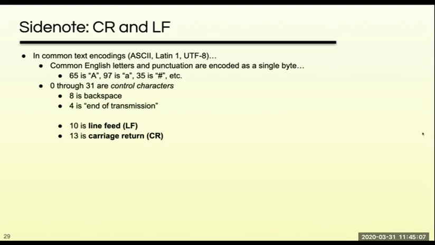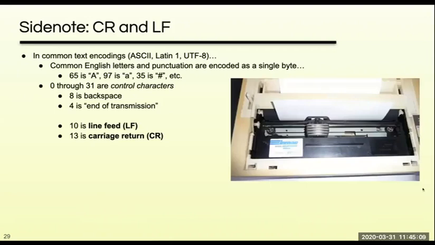And so what do these mean? They come from when these control characters controlled printers before video displays. And so the line feed made it feed one more line worth of paper through the printer. And the carriage return made the carriage, which is the thing that actually prints a character, return to the left side.